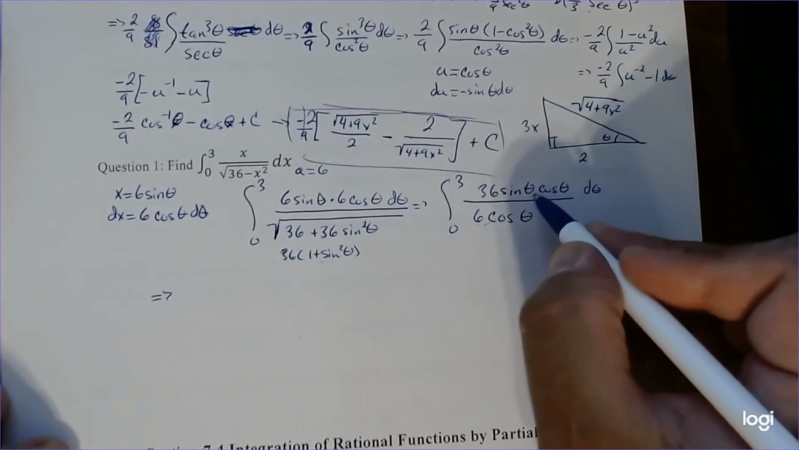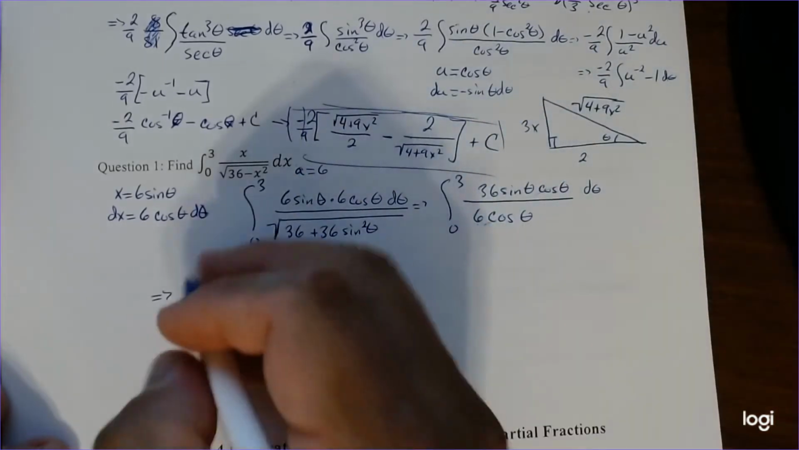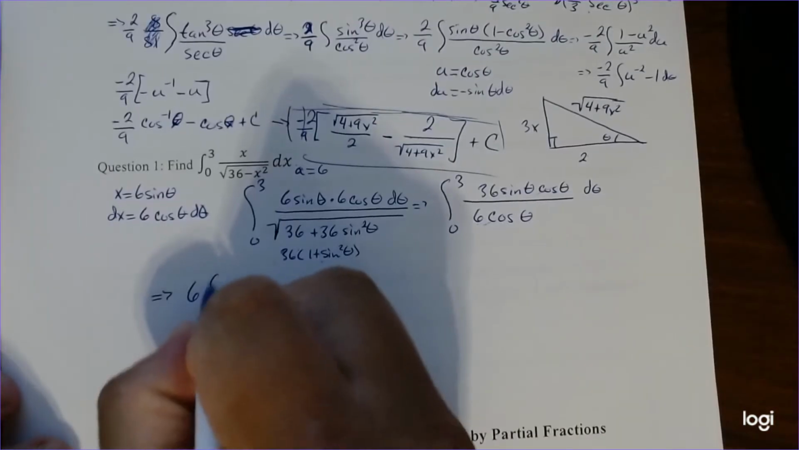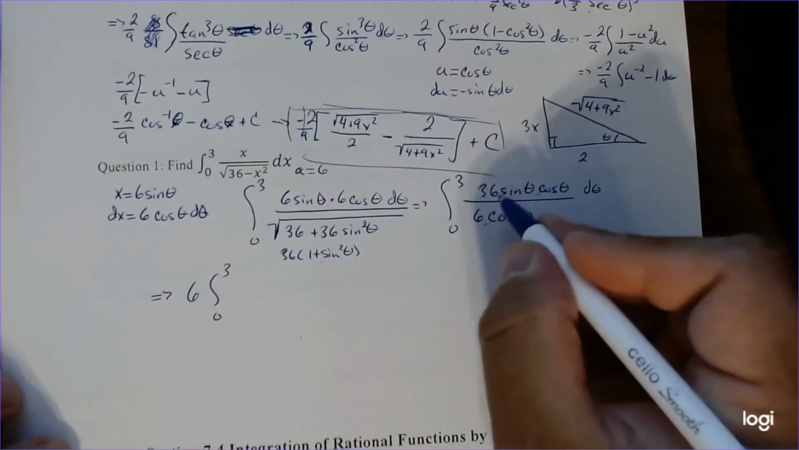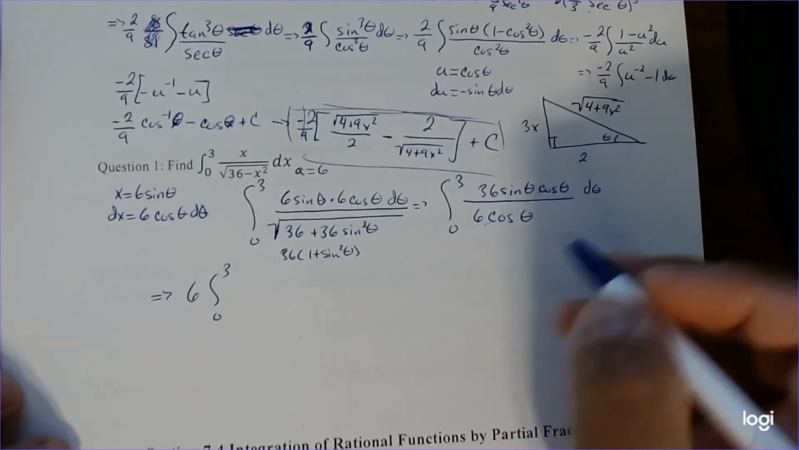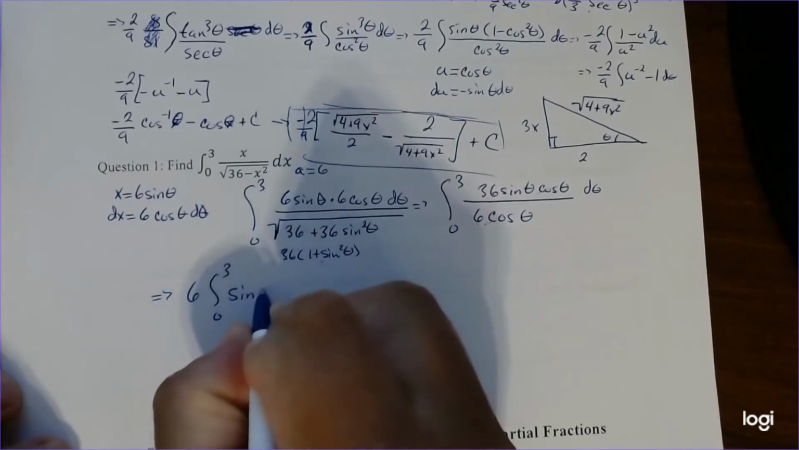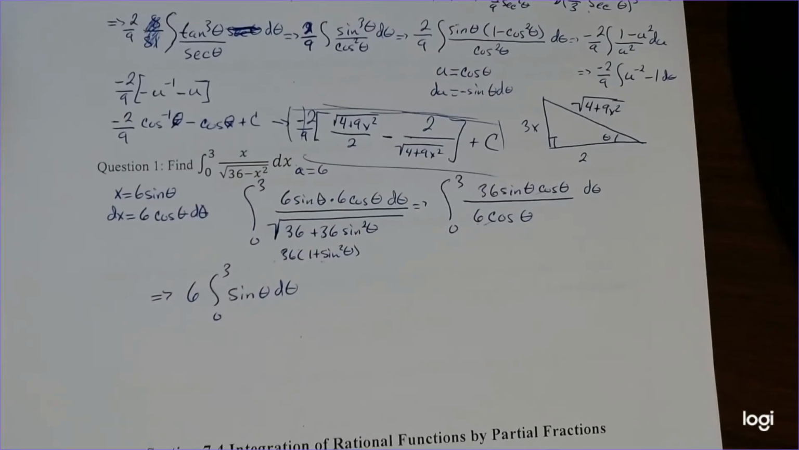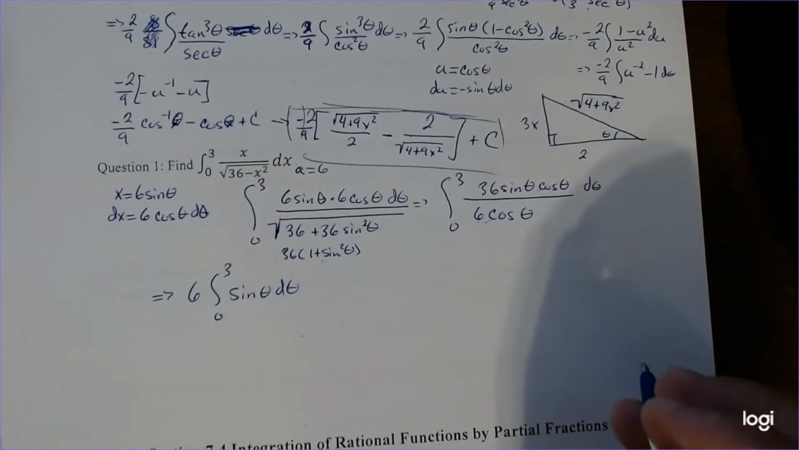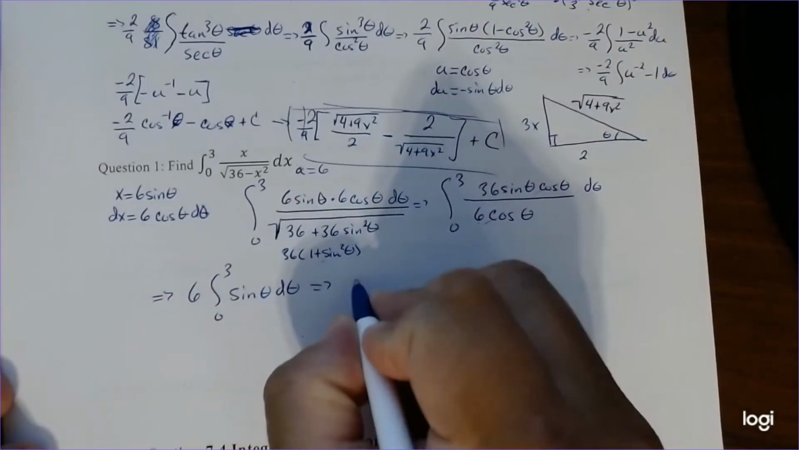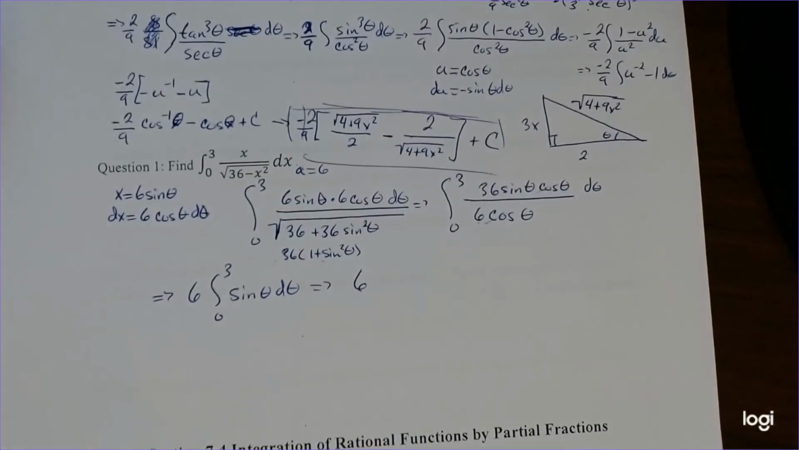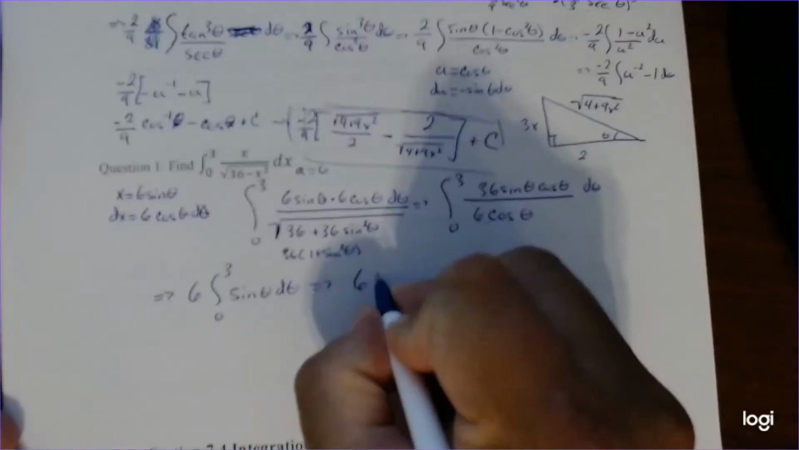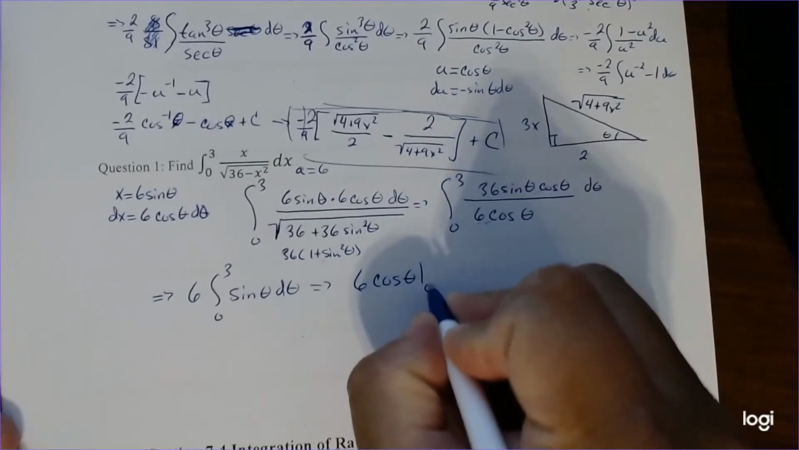So cosines cancel, and that gives us 6. So I'll just put that on the outside. So cancel, cancel. Oh, this is super nice because now this ends up being the integral of just sine theta. Right? That's a super nice one. So the integral of sine is, I believe, cosine, right? Evaluate at 0 and 3.